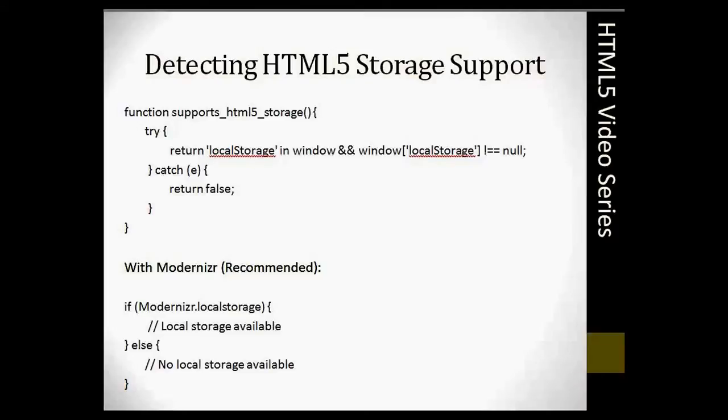And we can do this 2 ways. Well, there's more than 2 ways, but I have the 2 best ways here. One is to create this function, supports HTML5 storage, and what it does is it tries to return local storage, and if the window object and the local storage property are null, then it returns false. And this is the try catch. I haven't really explained any of that, and it's really beyond the scope of this.